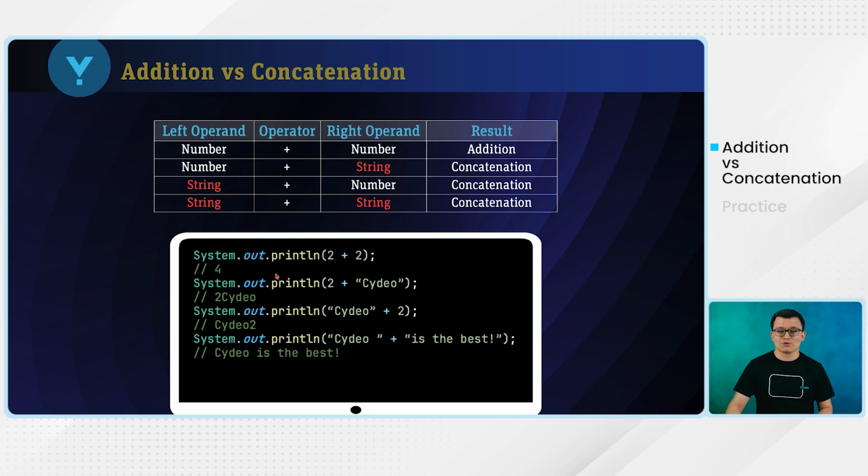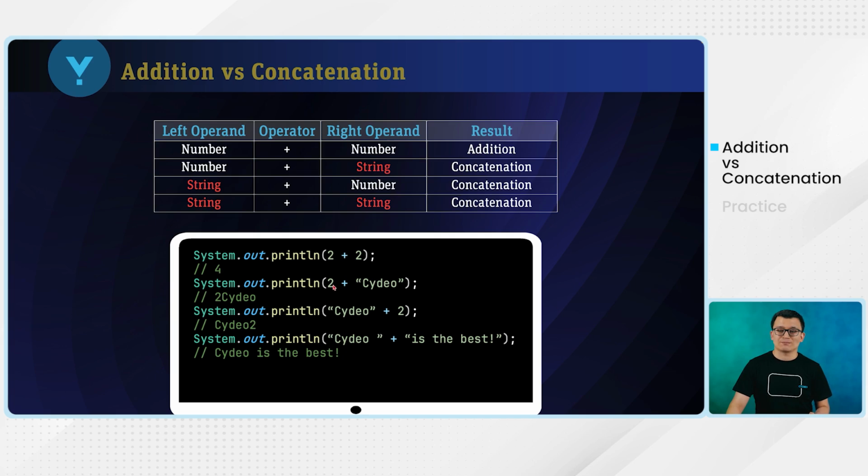Let's take a look at some of those examples here. If you look at this first print statement in this example, we are applying this operator to two integers, right? Those 2 operands on the left and on the right side of this operator are integers. Since both of them are numbers, it is going to return you addition, which is the sum of those 2 numbers, and it will give you 4.